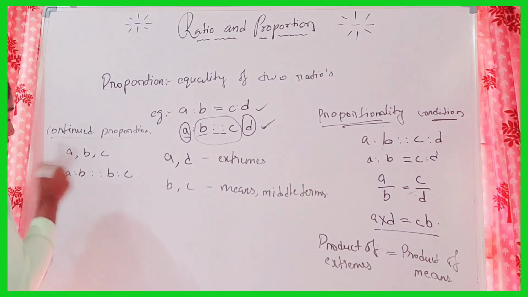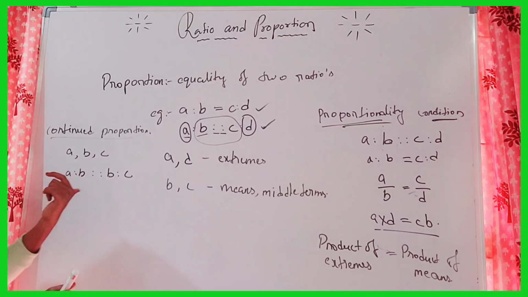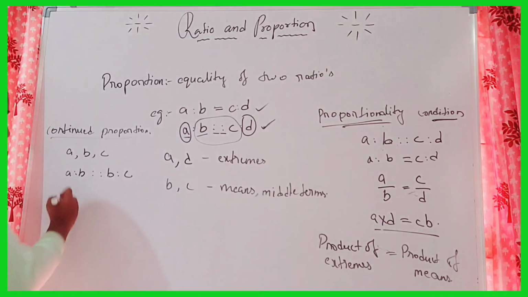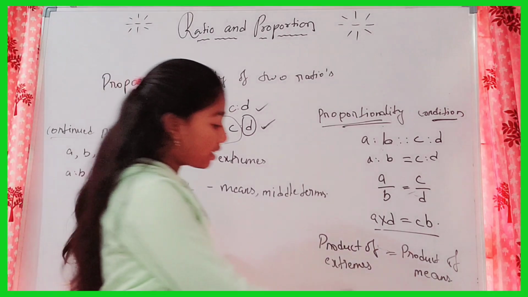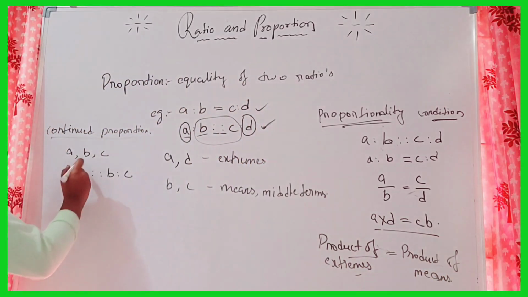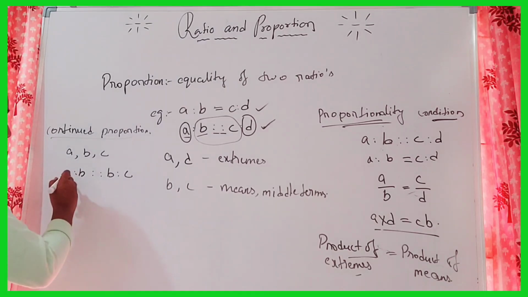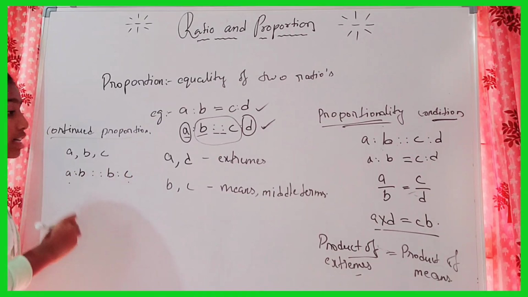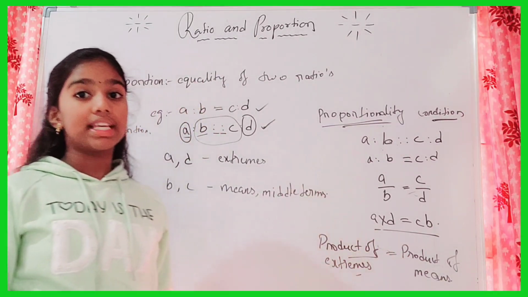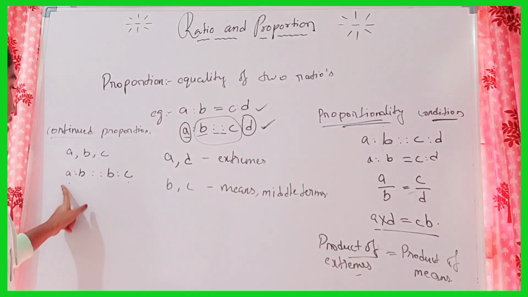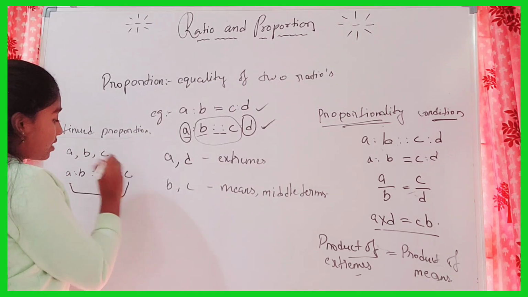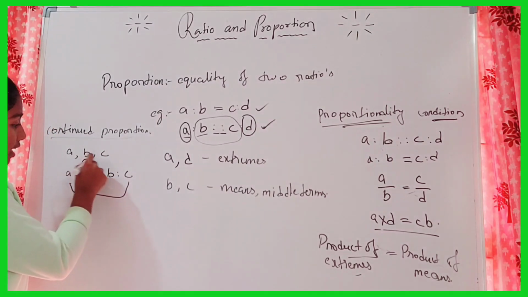Now for finding the continued proportion, we already know the formula: product of extremes is equal to product of means. We have to follow it here also. What are the extremes? Observe clearly that the first one and the last one are the extremes. That is A and C are the extremes, and these are the means.